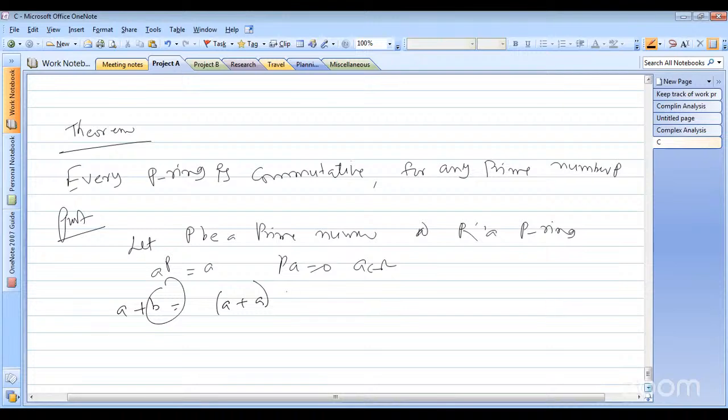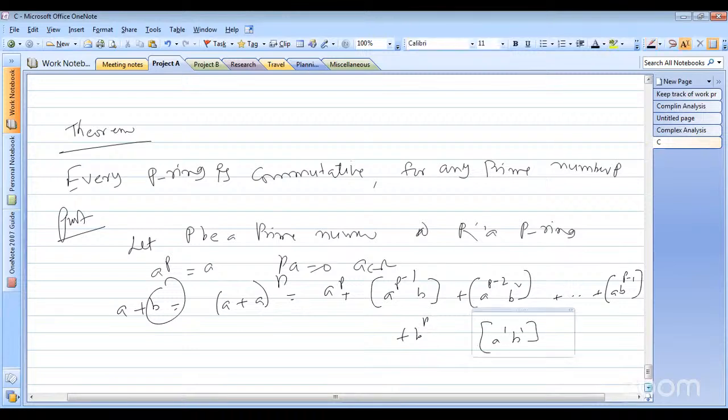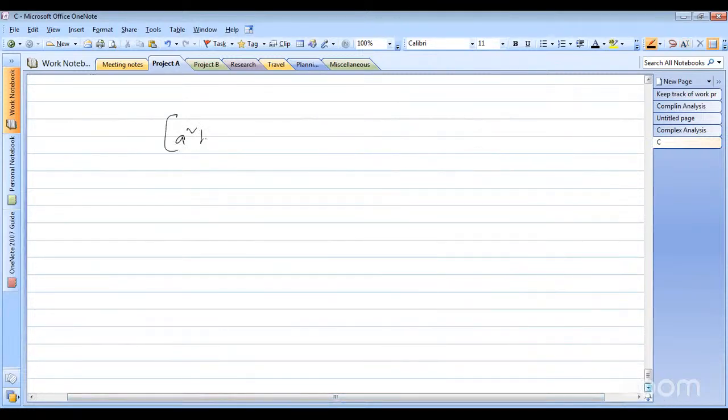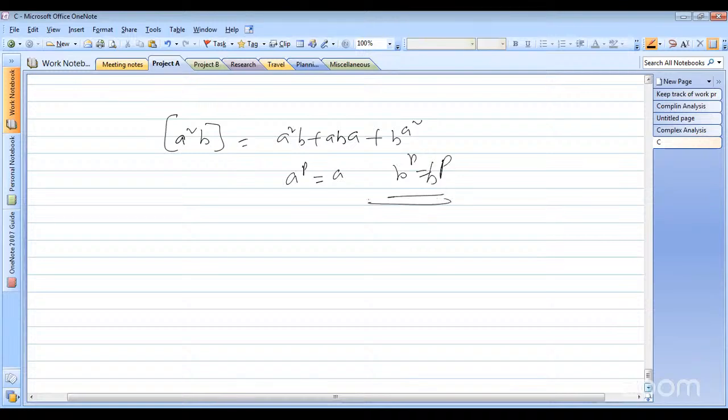So in place of b, I'm writing (a plus b) whole power p, which equals a to the power p plus a to the power p minus 1 into b, plus a to the power p minus 2 into b squared, and so on, plus a into b to the power p minus 1, plus b to the power p, where a' b' is the sum of products of the elements, the terms in which a appears, b appears. So therefore (a plus b) squared is equal to a squared plus ab plus ba plus b squared. Suppose a to the power p is equivalent to a, so b to the power p is equivalent to b. We are writing here a to the power p means a, b to the power p means b.